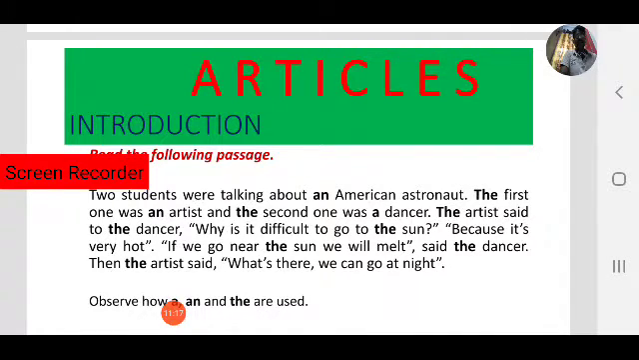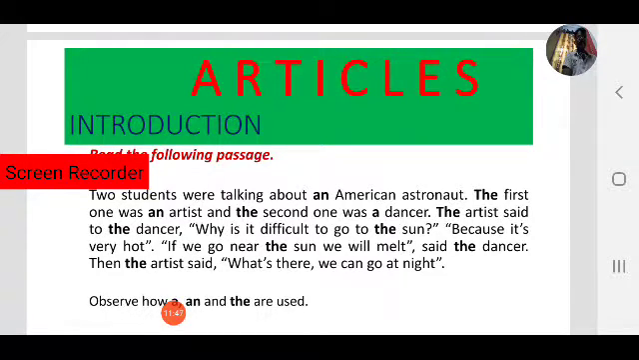Because it is very hot. If you go near the sun, we will melt, said the dancer. Here observe the dancer. Again we are talking about the same dancer. Then the artist said, observe the artist, the dancer. What is there? We can go at night, he said. Here observe how the is used, and a and the articles are used.